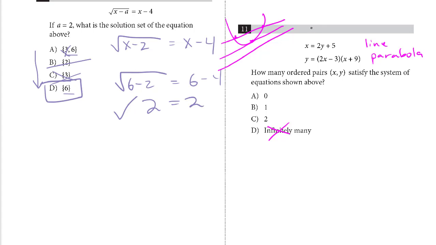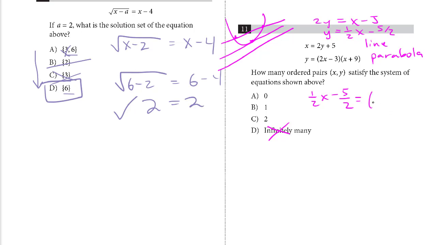I would say x equals 2y plus 5. So I'm going to solve that for y. I would say 2y equals x minus 5, divide by 2. y equals 1/2 x minus 5 halves. Okay? So now I'm going to go down and say 1/2 x minus 5 halves for y.